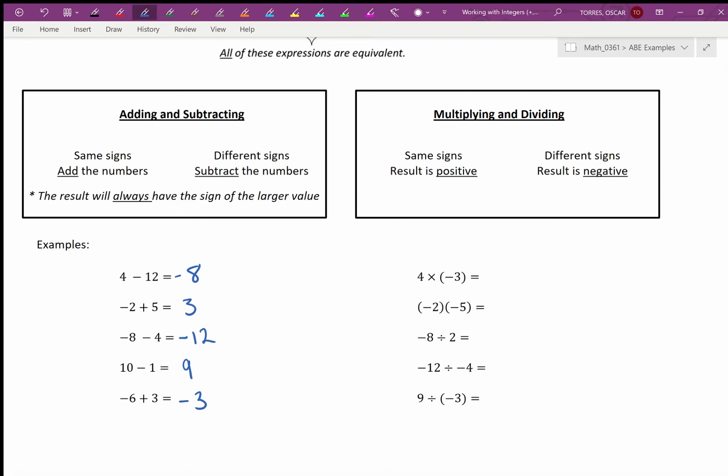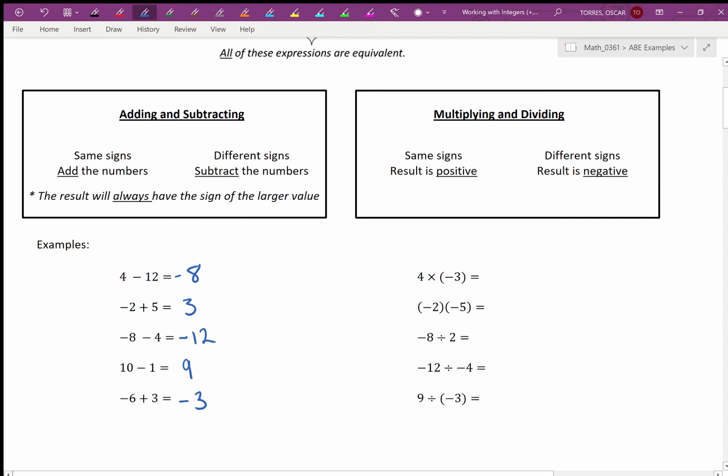The only thing similar with multiplying and dividing compared to adding and subtracting is that we're still looking at the signs. We're still looking at whether the signs of the numbers are the same or if they're different. If they have the same sign, then our answer is going to be positive. If the two numbers have different signs, if one's positive, one's negative, or the other way around, then the result is going to be negative.